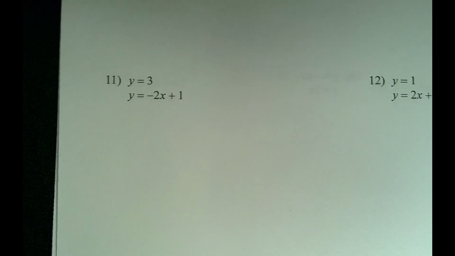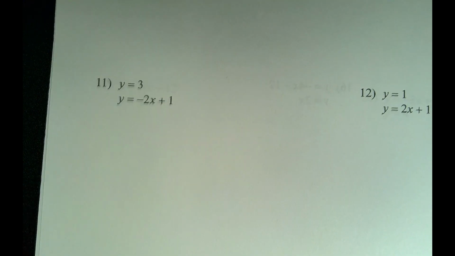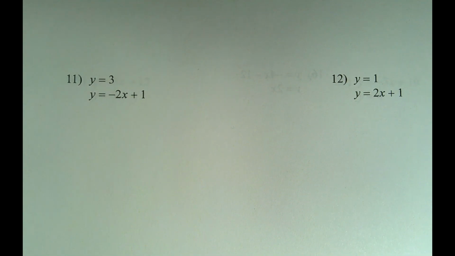Ooh, this is a fun one. 11 and 12. So, look at this. Number 11. My first equation says y equals 3. My second one says y equals negative 2x plus 1. Without me telling you what to do, does anybody have any ideas of what we would do here?